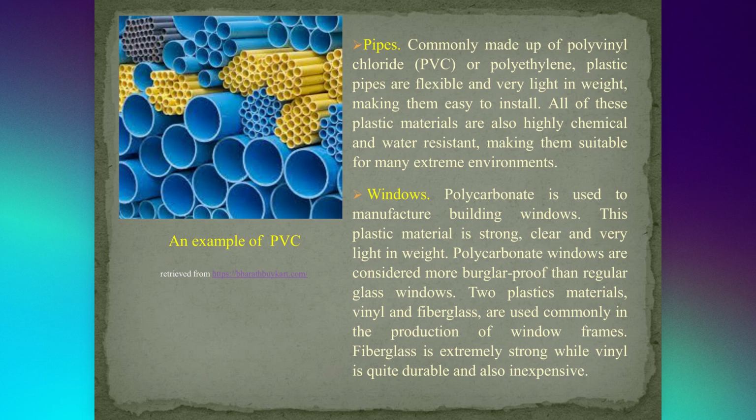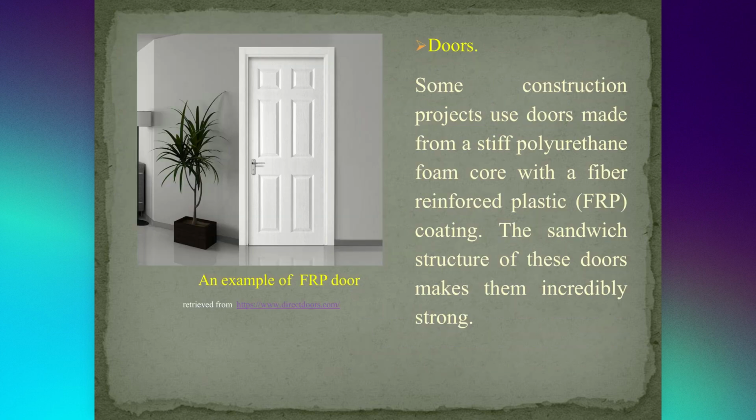This plastic material is strong, clear, and very light in weight. Polycarbonate windows are considered more burglar-proof than regular glass windows. Two plastics materials, vinyl and fiberglass, are used commonly in the production of window frames. Fiberglass is extremely strong, while vinyl is quite durable and also inexpensive. Doors. Some construction projects use doors made from a stiff polyurethane foam core with a fiber-reinforced plastic (FRP) coating. The sandwich structure of these doors makes them incredibly strong.